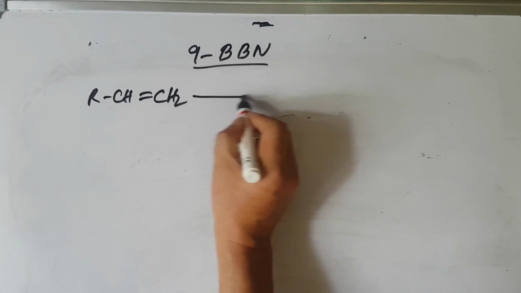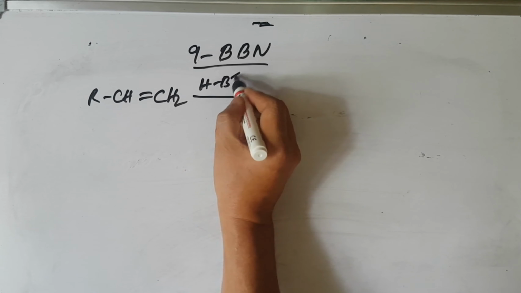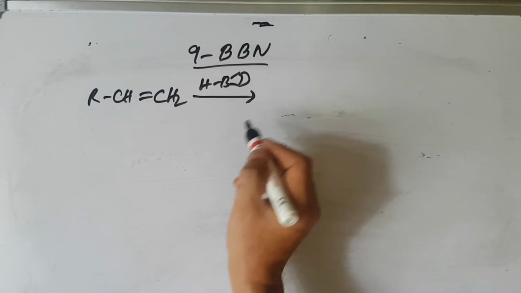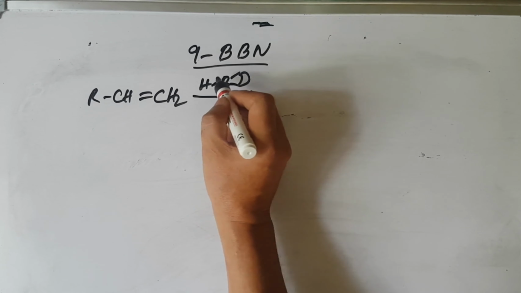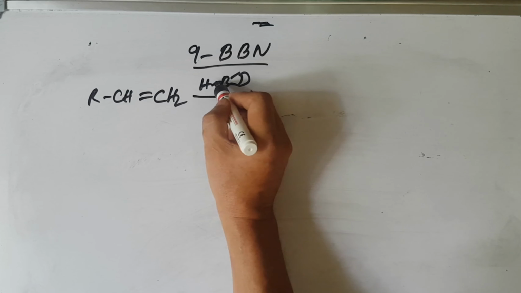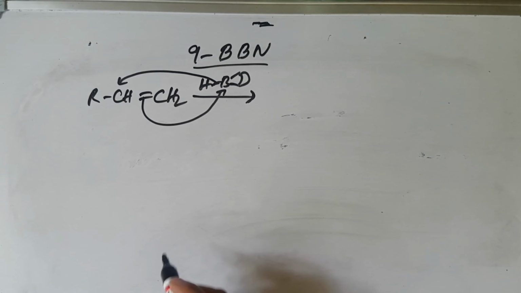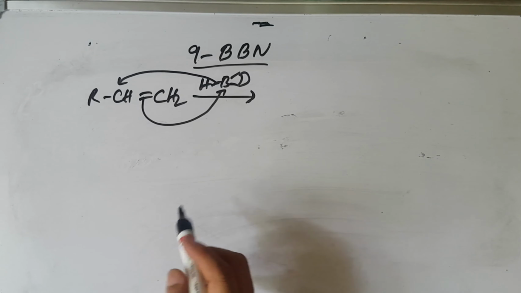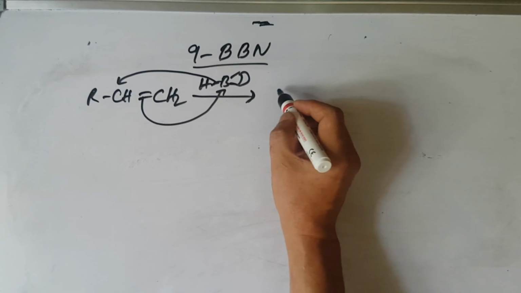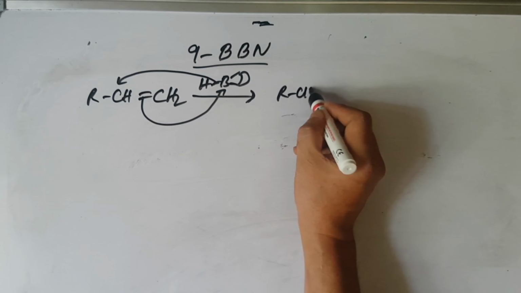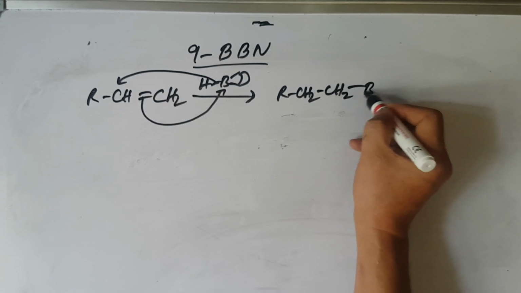CH2, so 9-BBN. We can write it this way. Here the hydrogen is transferred to the more substituted carbon atom to give this compound. So the first product is that alkenes react with 9-BBN to give the alkyl boron. This alkyl boron is CH2, CH2, B, like this.